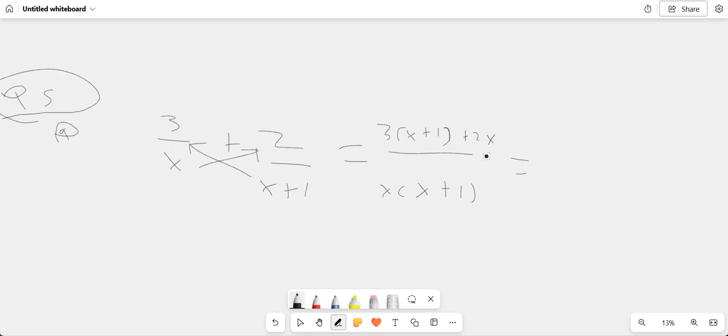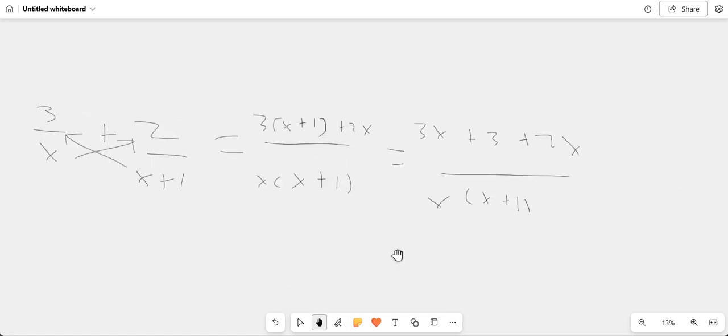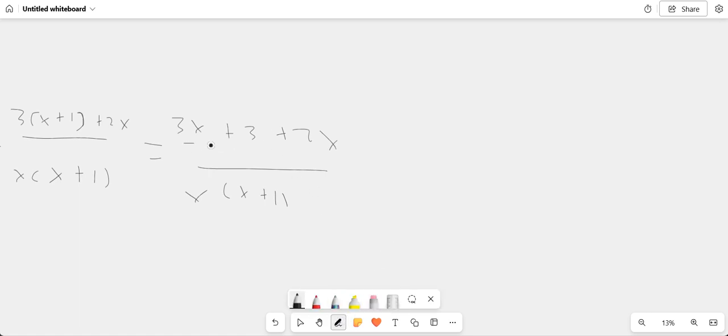Now 3 times x is 3x. 3 times 1 is 3, and then plus another 2x. All of that over x(x + 1), yeah? And now 3x plus 2x combined like terms, that's equal to 5x, so (5x + 3) over x(x + 1), yeah?